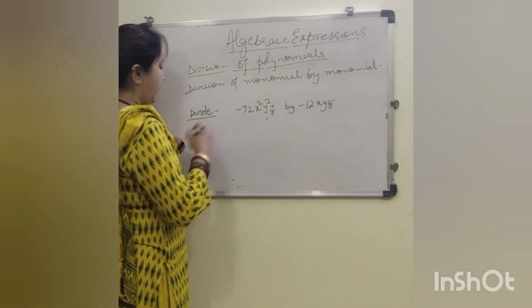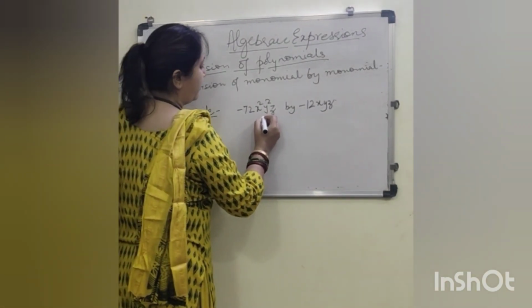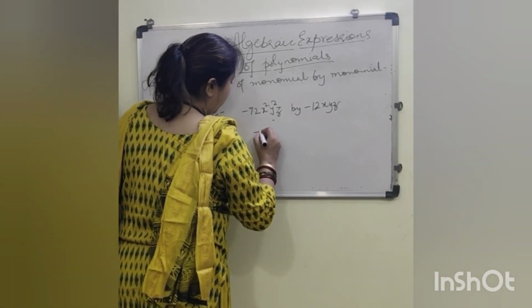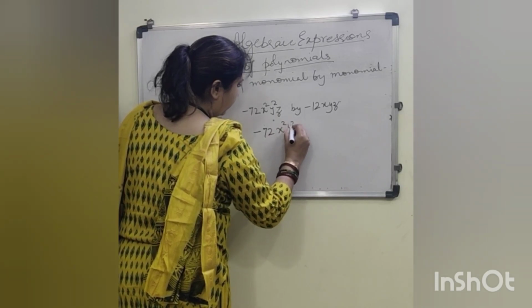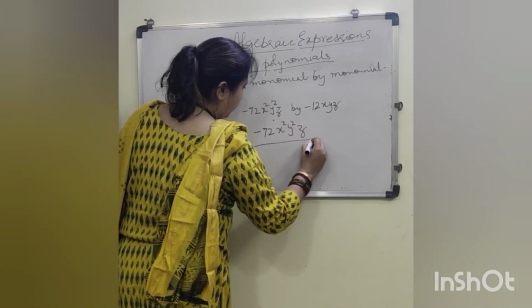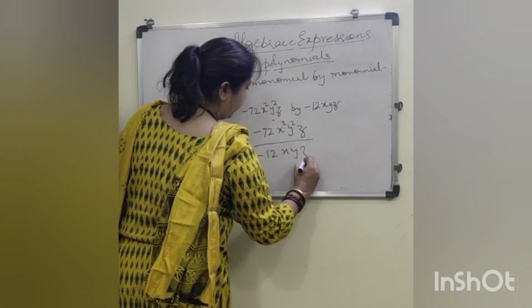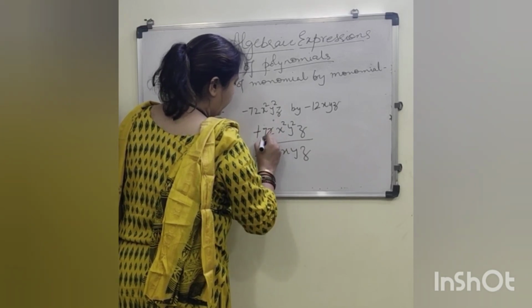It's not very difficult. I have written the question, minus 72x square y square z by minus 12x y z. So you write minus 72 x square y square z upon minus 12 x y z. Minus minus cancel. 12 6s are 72.